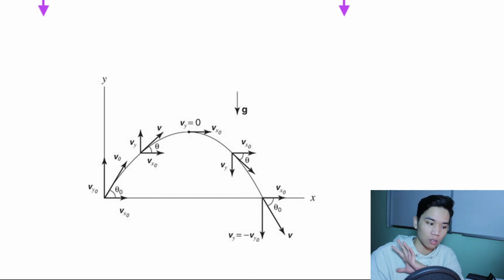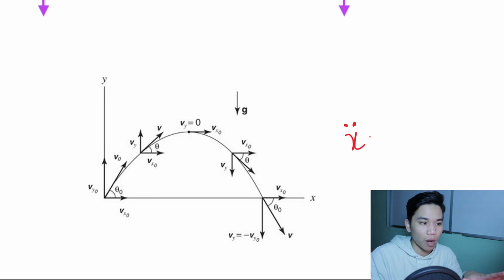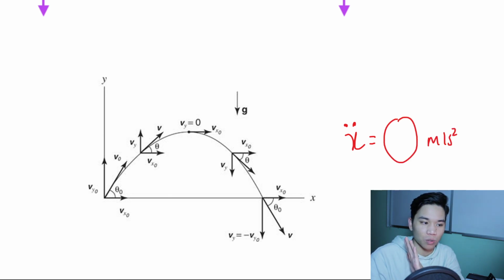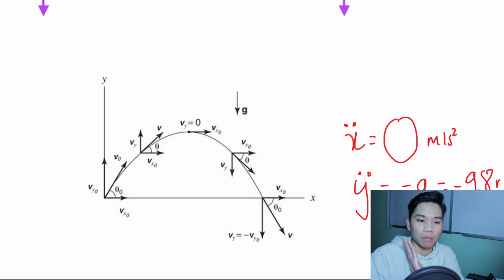In the next video, we'll touch on the calculations, but I just want to wrap up by reminding you guys, our ground truths here are that in the horizontal direction, there is no acceleration, 0 meters per second squared. And in the vertical direction, there is always a negative acceleration of minus 9.8 meters per second squared. And that's it. Cool.